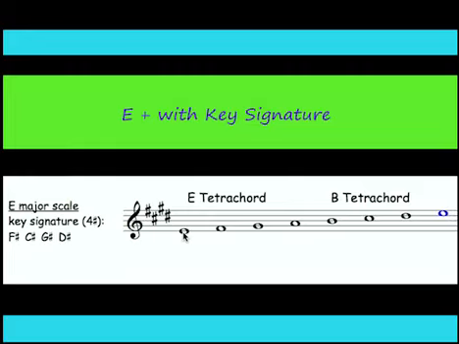This applies to all the major scales. Once we use our key signature, it takes care of our tetrachords. So an easy way to write major scales using key signatures is to get your key signature in and then just put your notes in from tonic to tonic.